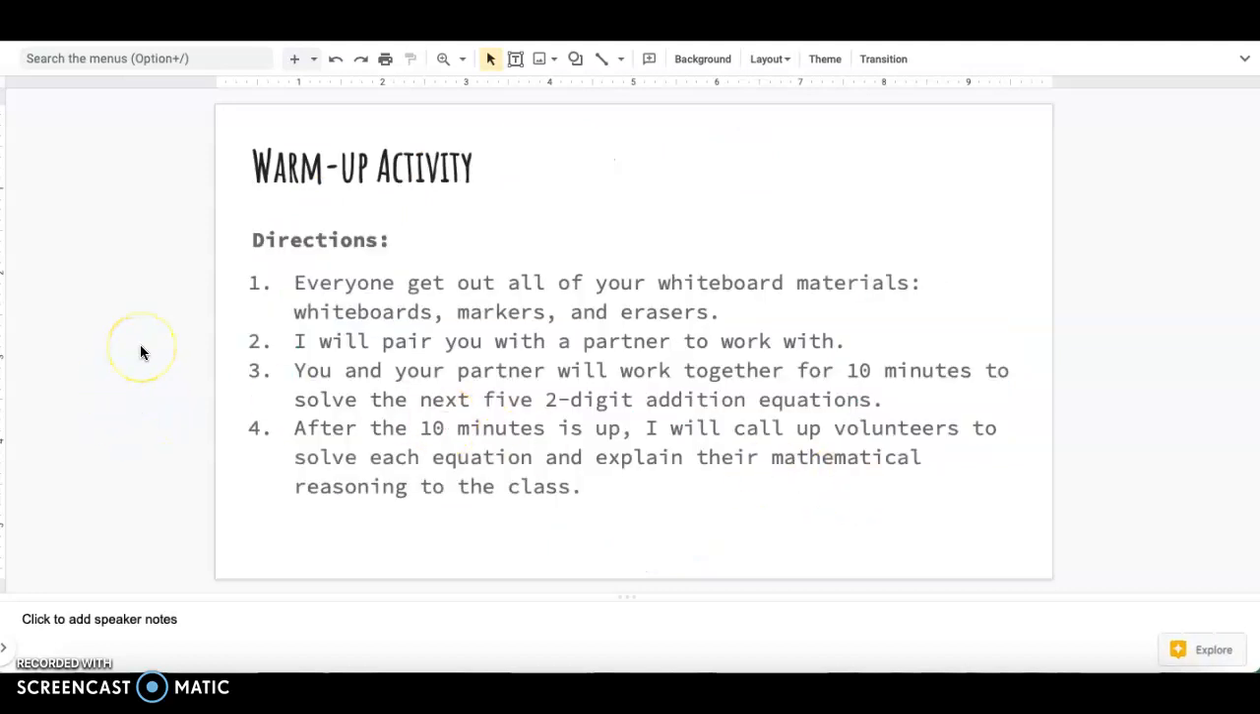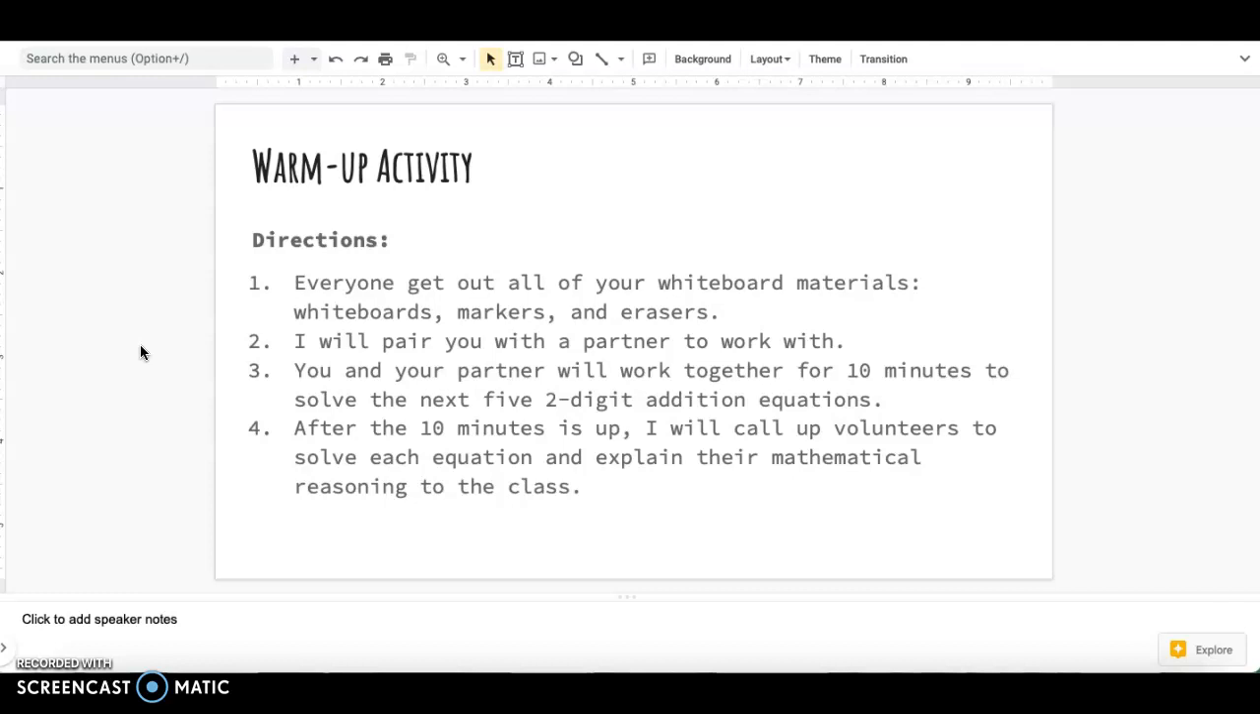Okay, and now it is time for the warm-up activity. So this comes before the Kahoot. So I have the directions on the smartboard. It says step 1, everyone get out all of your whiteboard materials. So these would be your whiteboards, your markers, and your erasers.